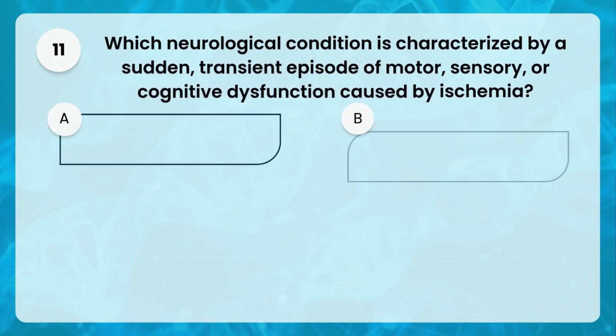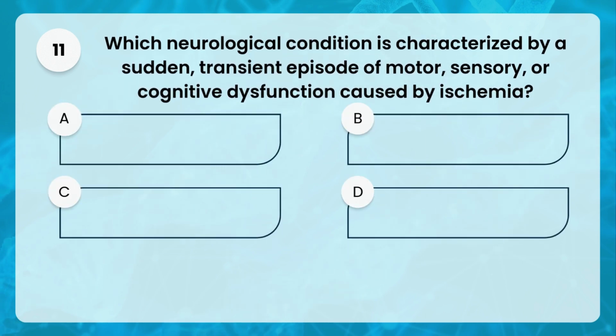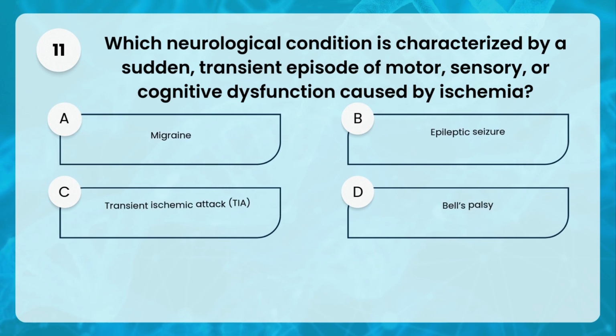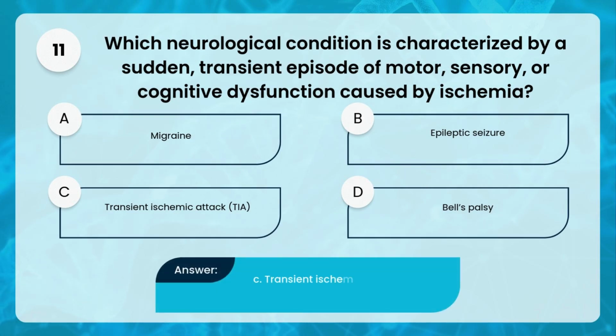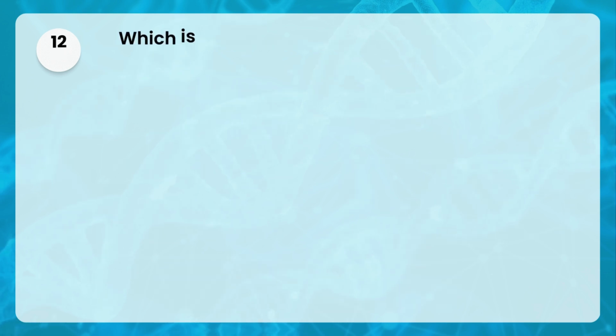Number 11. Which neurological condition is characterized by a sudden transient episode of motor, sensory, or cognitive dysfunction caused by ischemia? A. Migraine. B. Epileptic seizure. C. Transient ischemic attack, TIA. Or D. Bell's palsy. The answer is C. Transient ischemic attack, TIA.